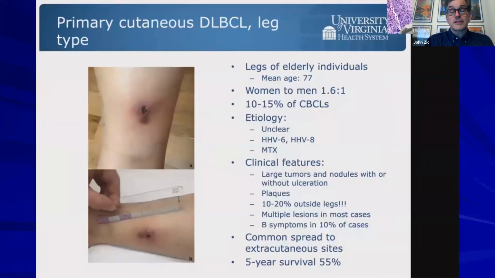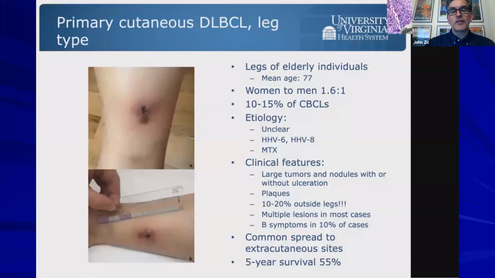And this is a slide from Dr. Gru's presentation, and it shows that this particular patient had a nodule on the skin with a little ulceration on it, and it was firm and probably tender. A biopsy was done and led to this diagnosis of what we call primary cutaneous diffuse large B-cell lymphoma, leg type. It's usually seen in elderly people, usually mean age of 77.